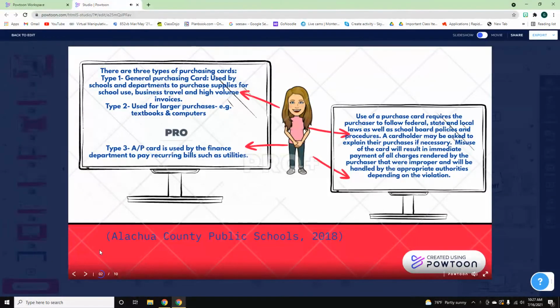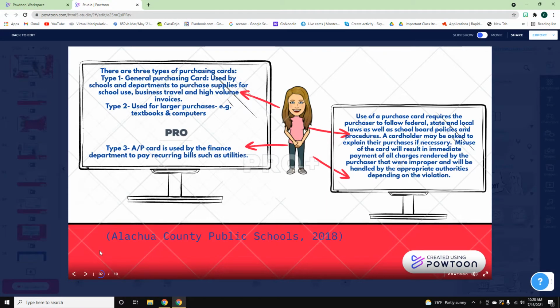There are three types of purchasing cards. Type 1 is the general purchasing card, used by schools and departments to purchase supplies for school use, business travel, and high-volume invoices. Type 2 is used for larger purchases. Examples would be textbooks and computers. And Type 3 is the AP card, which is used by the finance department to pay recurring bills such as utilities.